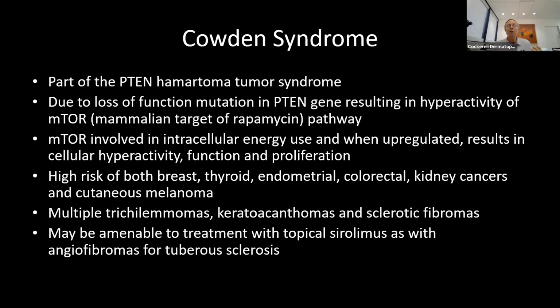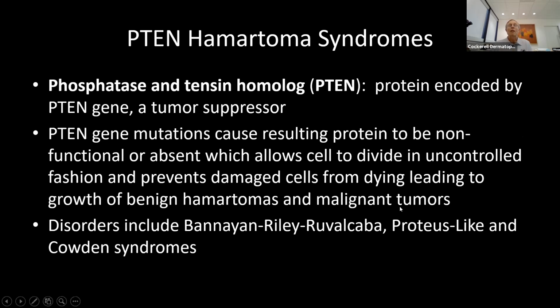Also, just remember Cowden syndrome is one of the ones where you can see it. And these PTEN hamartoma syndromes may be amenable to treatment with topical sirolimus, just like angiofibromas with tuberous sclerosis can sometimes be treated with that too. So just remember that. So these are some of the other PTEN hamartoma syndromes. I would recommend learning about these others.